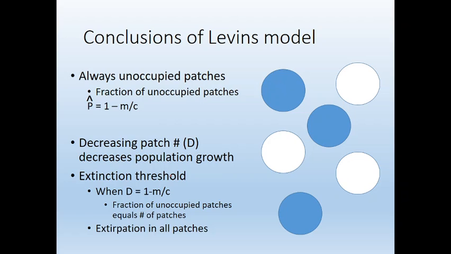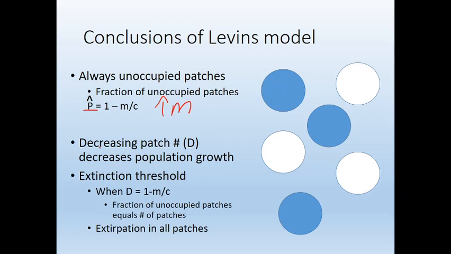Now the fraction of those unoccupied patches is this thing we call P hat, and it's 1 minus M over C. Okay, basically because you have a continuous background extinction rate of a species in a given area, that means that your patches are not always going to be occupied. If you think about it, the M is that extinction rate. The higher the M is, the P hat is going to be higher, so there's going to be more unoccupied patches, essentially.